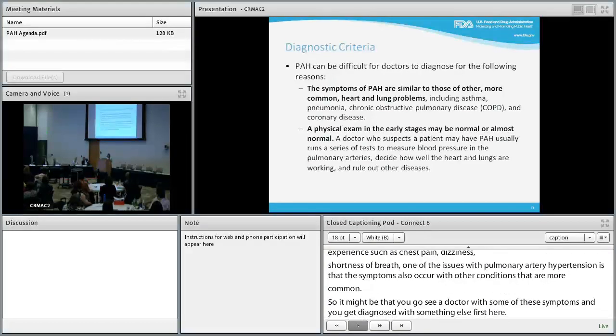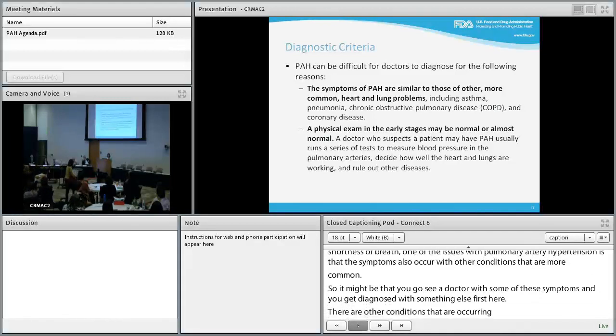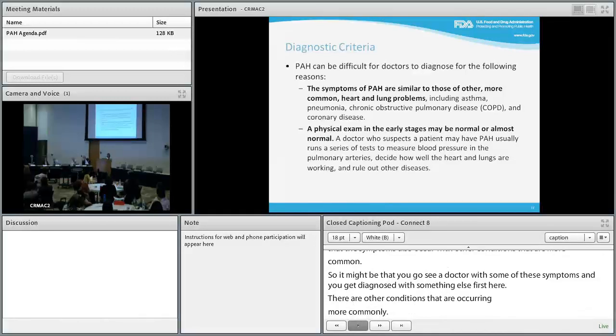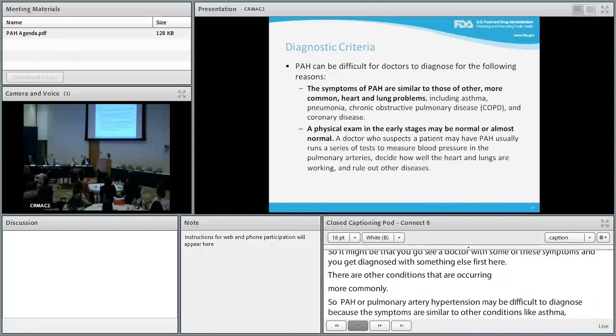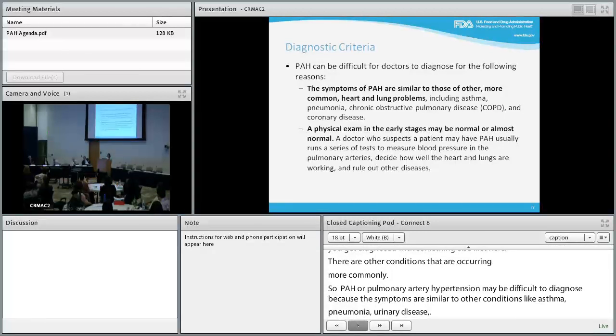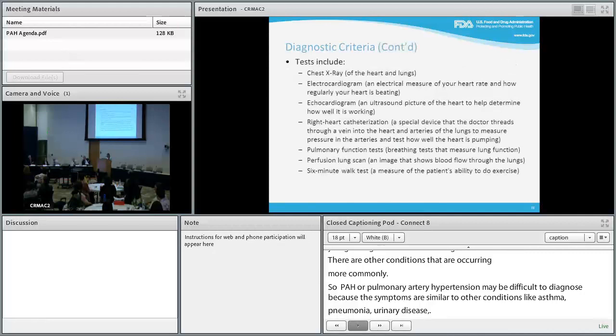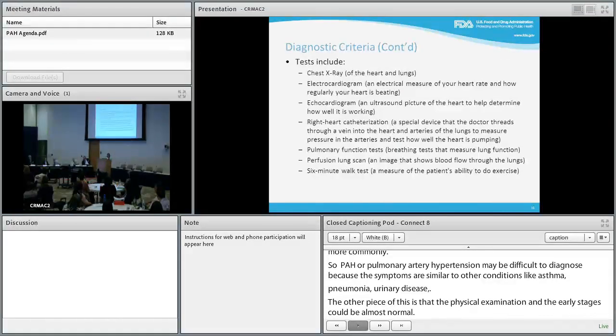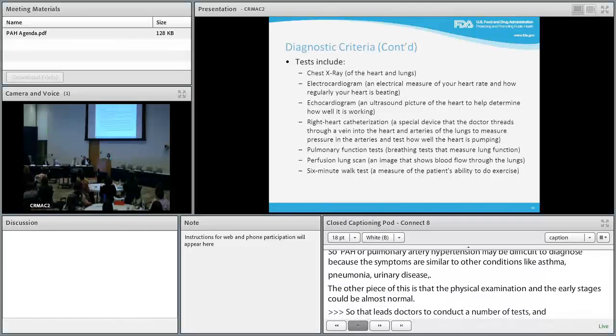And so PAH, or pulmonary artery hypertension, can be difficult to diagnose because the symptoms are similar to other conditions like asthma, pneumonia, coronary disease. And the other piece of this is that the physical examination in the early stages can be almost normal. So that leads doctors to conduct a number of tests, and I've listed a series of tests that doctors might conduct to try to get down to the bottom line of why you might be having a symptom.